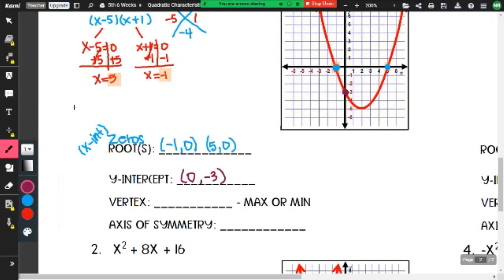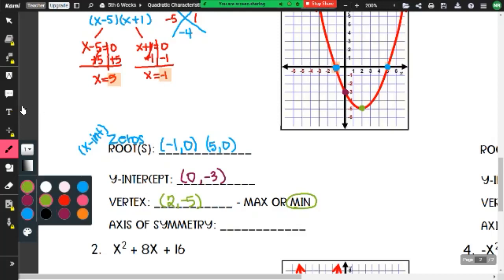Now, we said the vertex could either be considered a maximum or minimum. Does this go up high or does it go down low? It goes down low. So my vertex is going to be what type of vertex? A minimum. But what is the ordered pair for that vertex? What's the point? 2, -5. That is the ordered pair.